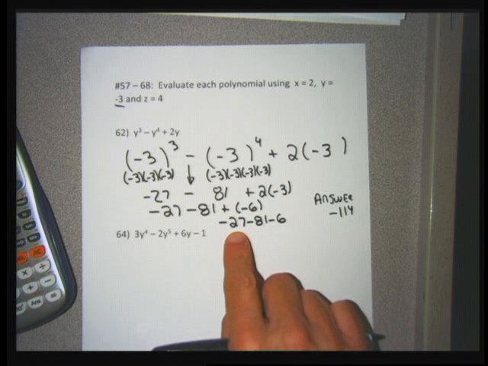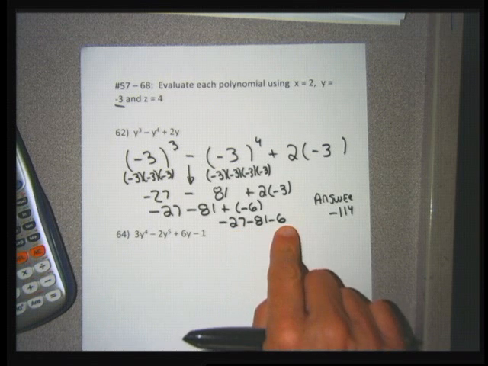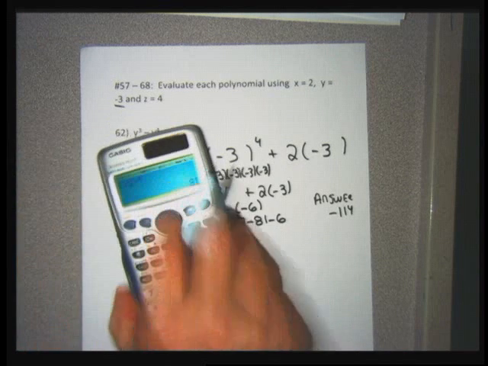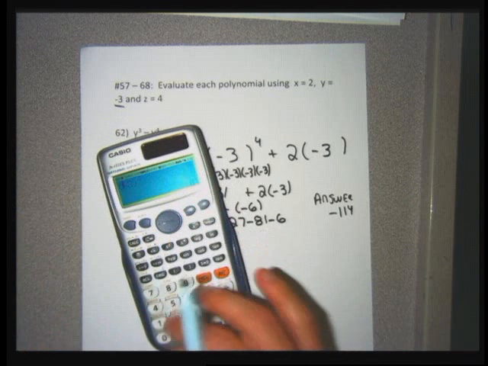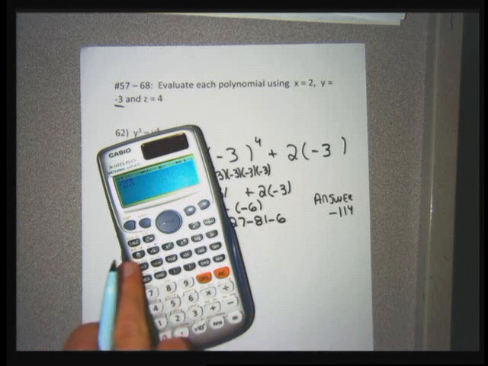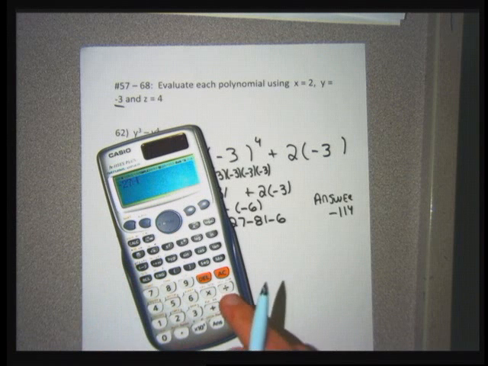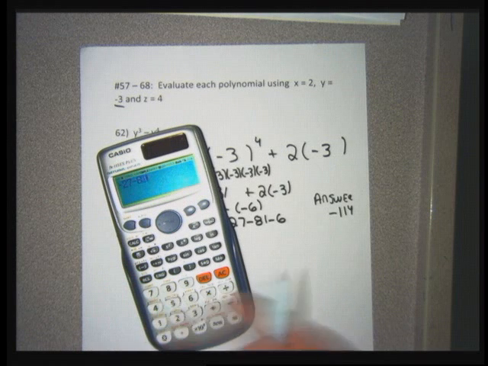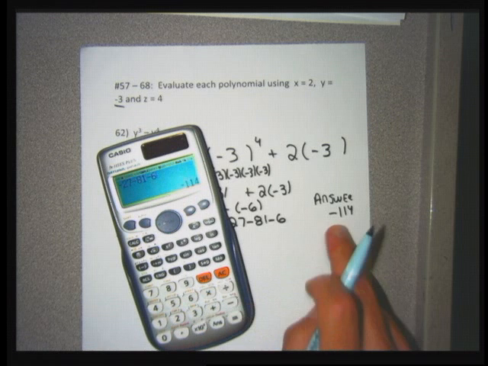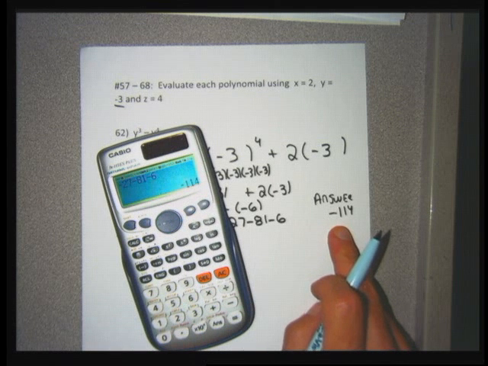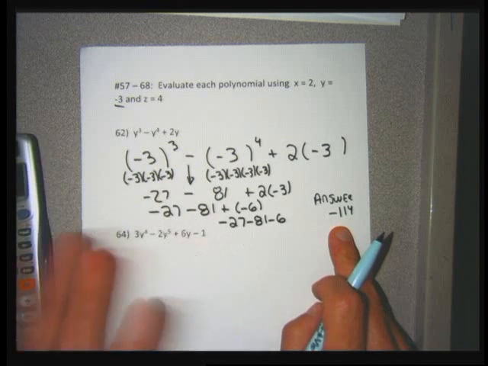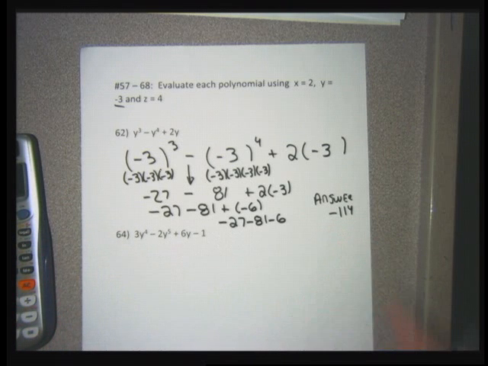81 plus 27 is 108, plus 6 is 114. But on my calculator, I'd go negative 27 using that negative, and then minus using that negative 81, and then minus 6. And I'd still get the minus 114. But I'm having to use my calculator. If I have to use my calculator to do any of the things, I might as well have my calculator do everything.